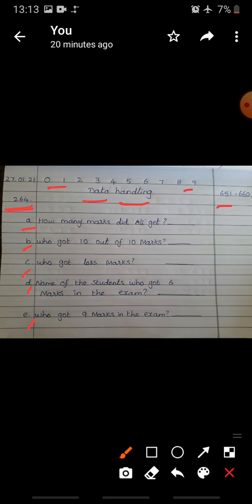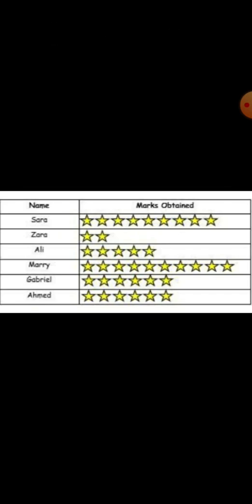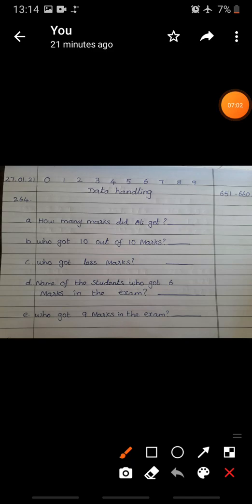Now come to the first question children. Question number A. How many marks did Ali get? So we already counted how many marks Ali got. Again we have to count. It is Ali's mark. 1, 2, 3, 4, 5, right. So Ali gets 5 marks. Here you have to write 5, okay children.